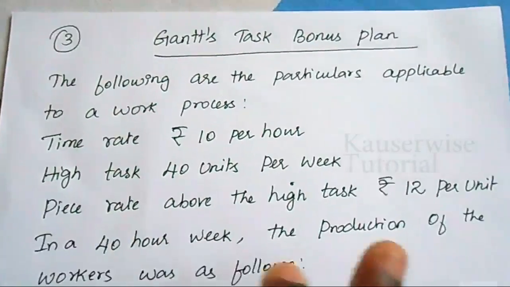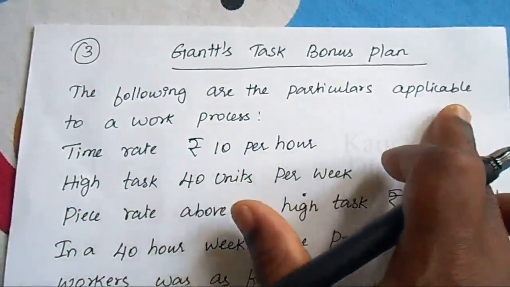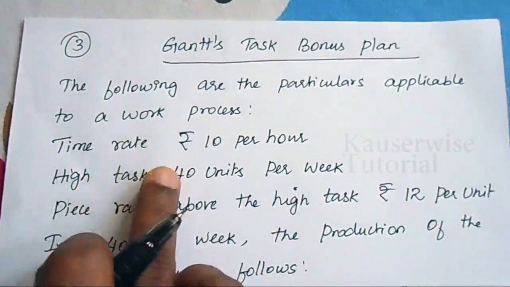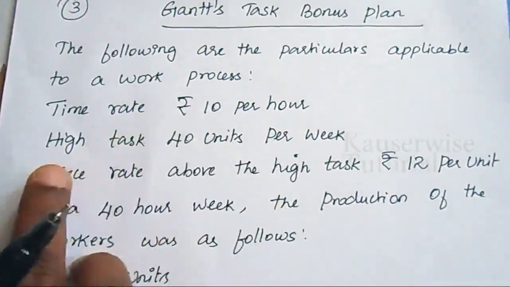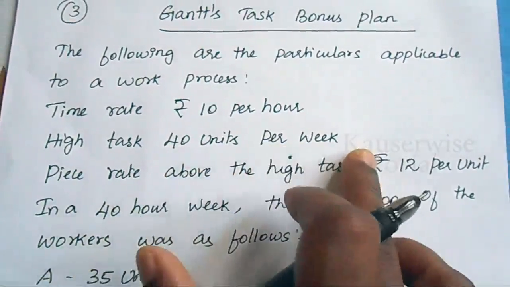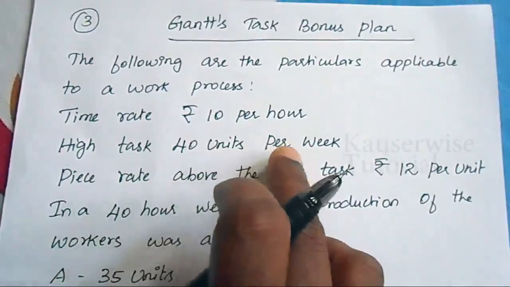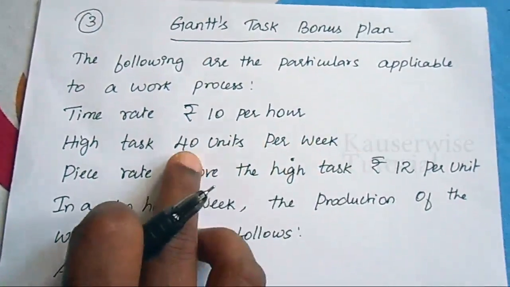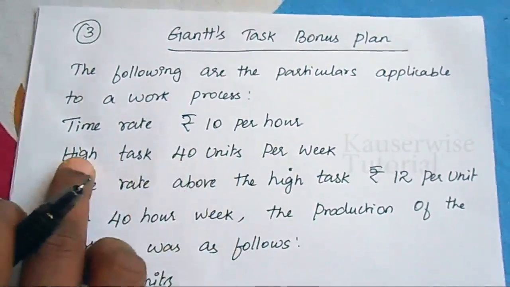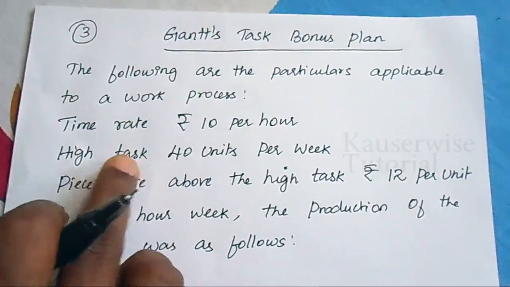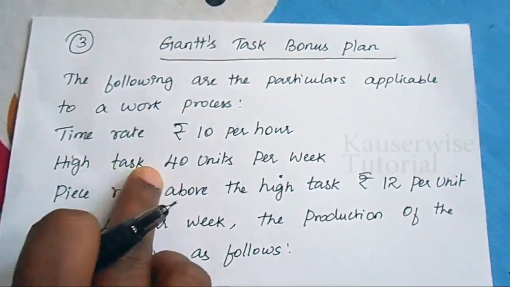Let us see the problem. The following are the particulars applicable to a work process. Time rate 10 rupees per hour. High task 40 units per week. High task means the standard task is fixed at 40 units per week. So every week they need to produce 40 units. This is a task given by the organization. This is called the high task or standard task.